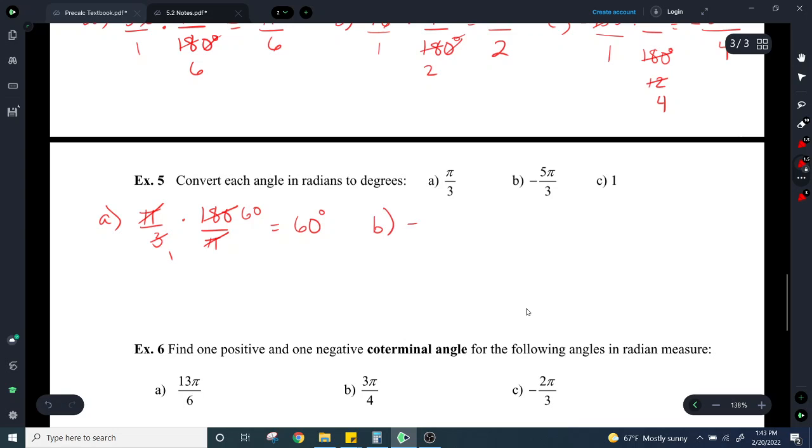Letter B, we've got negative 5 pi over 3. Multiply that by 180 over pi. Of course, the pi's go away again.